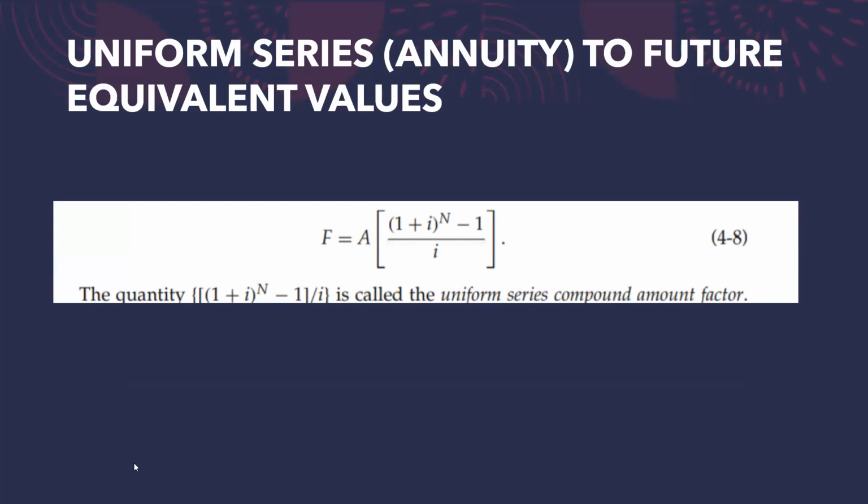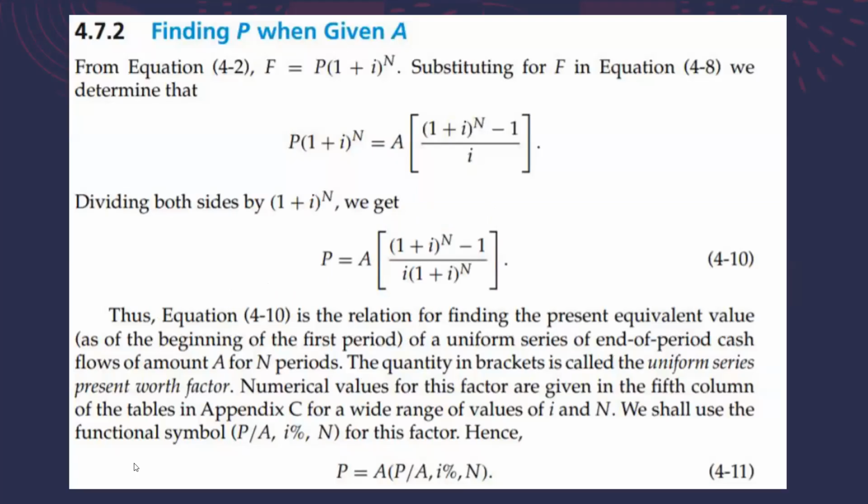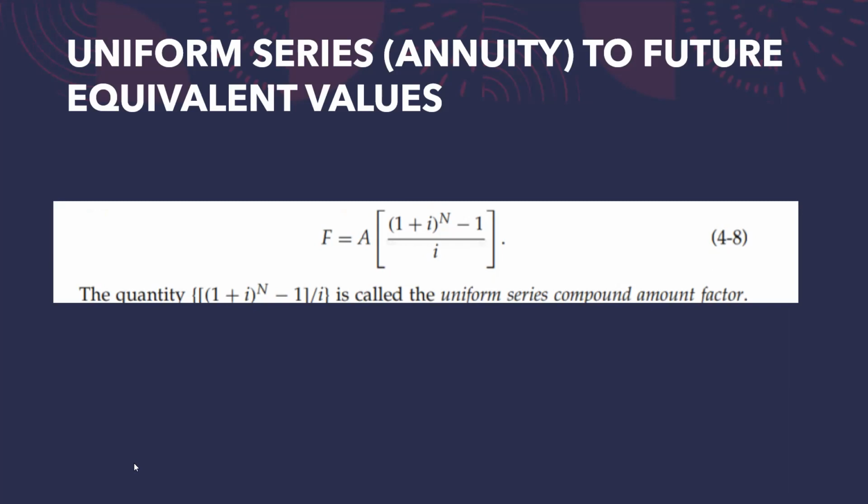So this is an important equation that you might use in calculations of these uniform series or annuity related future equivalent values. Let's say you need to find the present value when the annuity is given. From this equation, we know the future value is equal to the annuity, what we called the uniform amount of value that we receive at the end of each year, multiplied by (1 plus i) to the power of n minus 1, divided by i.